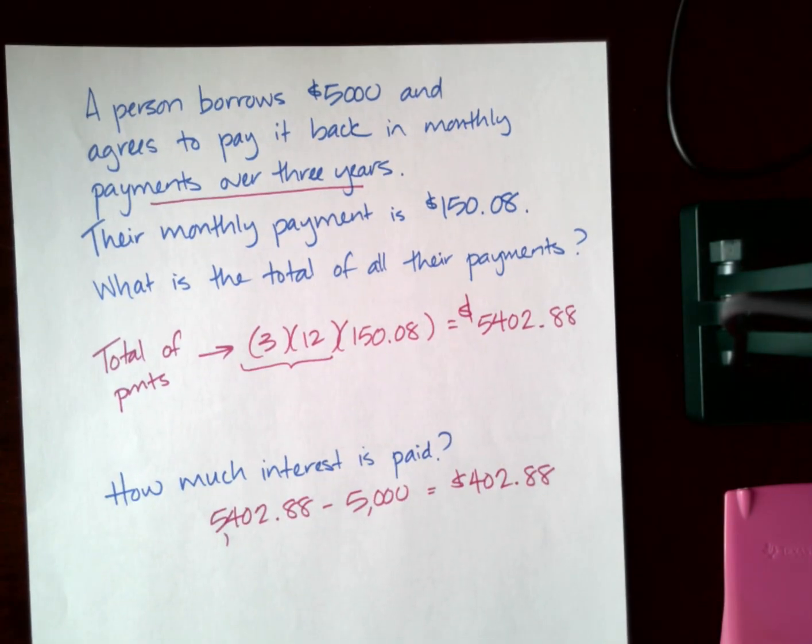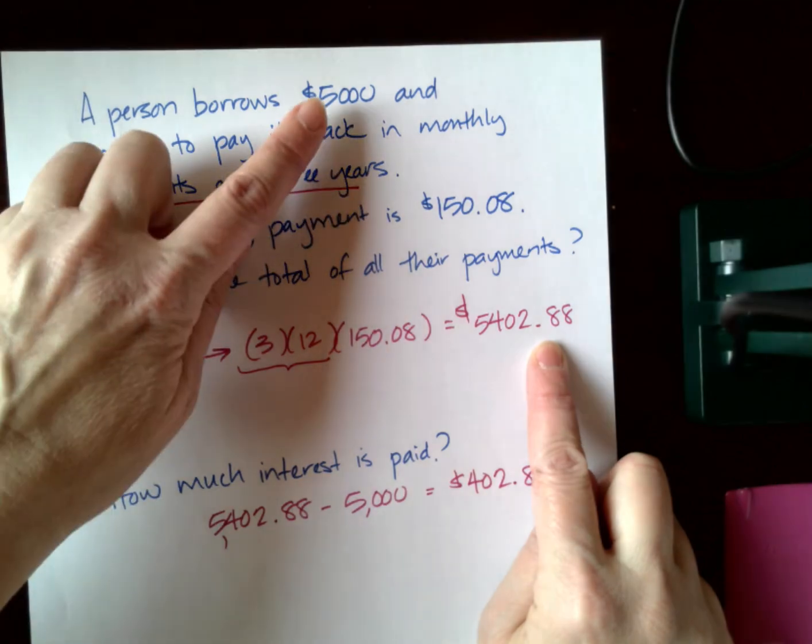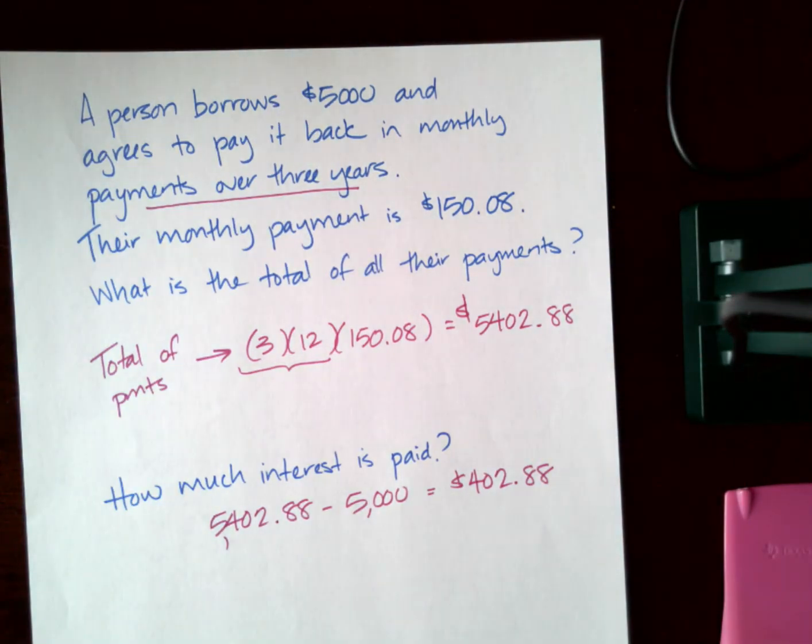Follow-up question would be how much interest was paid? $402.88. We find the gap between the total that we paid and the amount that we borrowed. That's one way to get there. And in this problem, I think it might be the only way to get there. So there's some insights on the stuff that happened with Desmos and a little bit of review today in class.